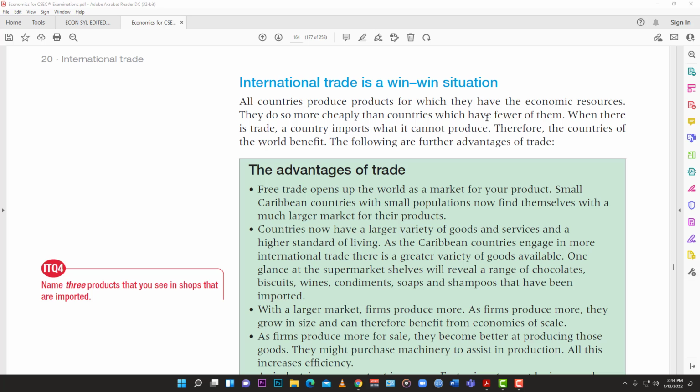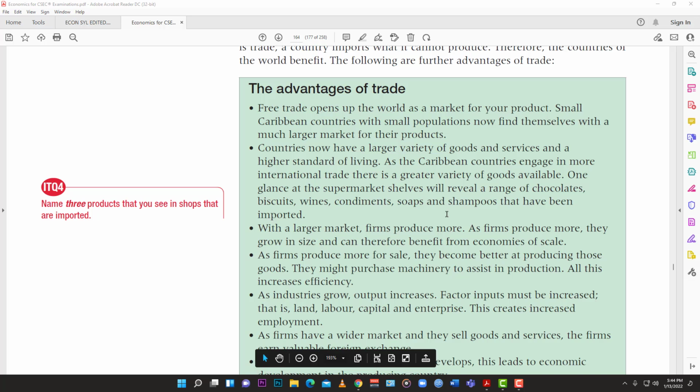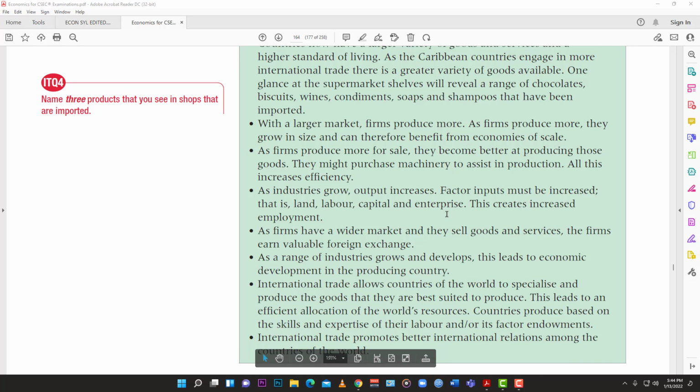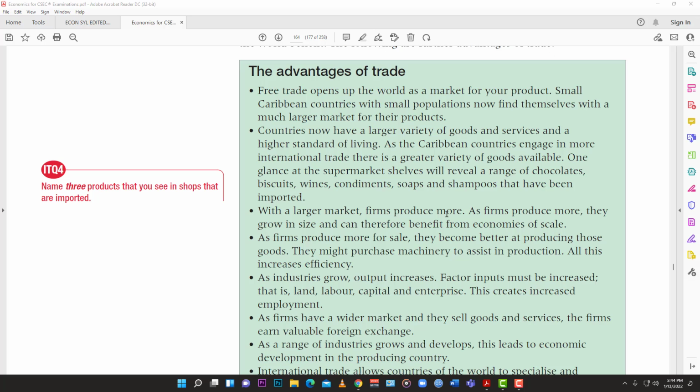You have a nice list here of the advantages of trade. Free trade opens up the world as a market for your product. Small Caribbean countries with small populations now find themselves with a much larger market for their products. Now hear what they say. Let me read that again. Free trade opens up the world as a market for your products. Small Caribbean countries with small populations now find themselves with a much larger market for their products.